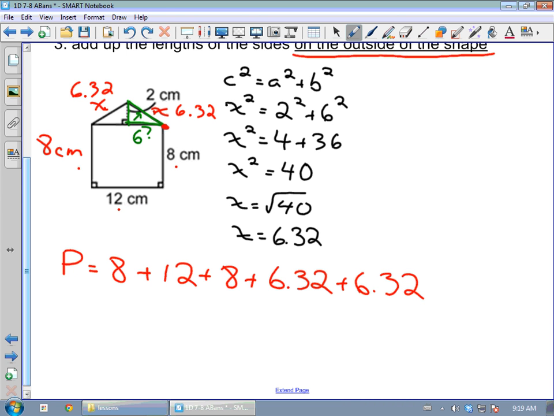Even though we've got this 2 in here, I got this 6 in here, I don't want to add those on because they are on the inside of the shape. So I just punch this into my calculator, and I end up with 40.64, and my units are centimeters. Okay? So find the lengths of the sides on the outside of your shape and add them all up.